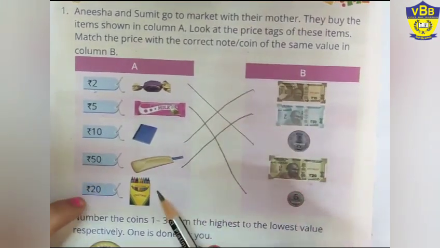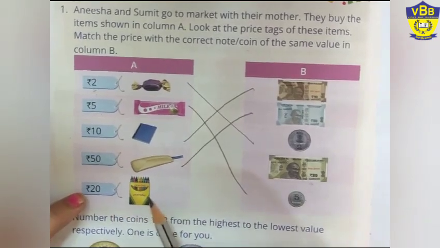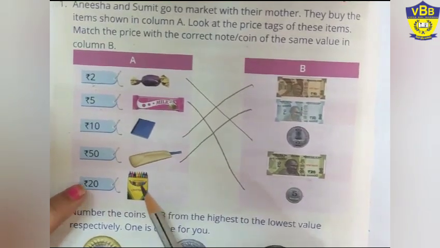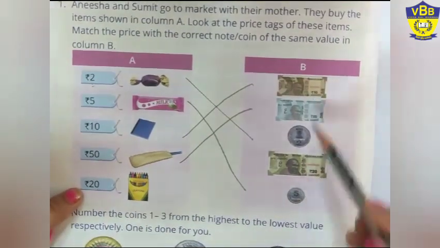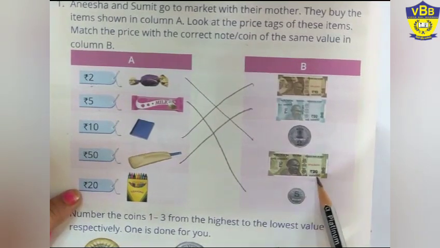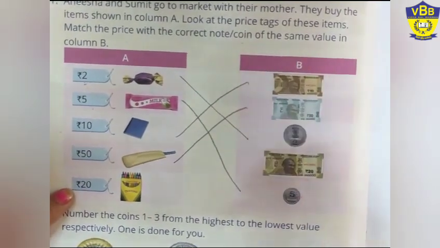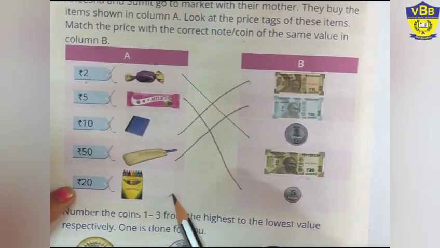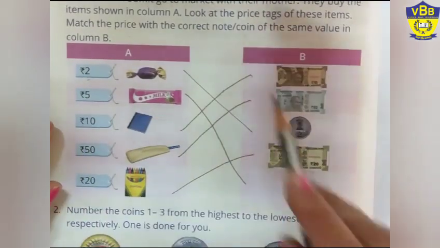Okay. And what is the next? Yes, a crayon box. Here you can see the crayons. And what is the price of it? 20 rupees. And where can you see the 20? Yes, on the note of 20 you can see the 20. Okay, now let's match it with the 20 rupees note. Hope you all have done this matching.